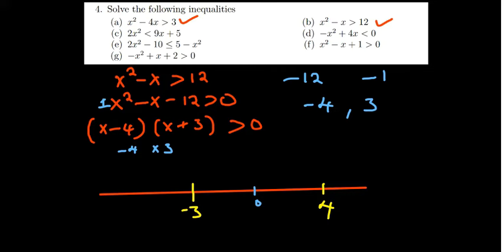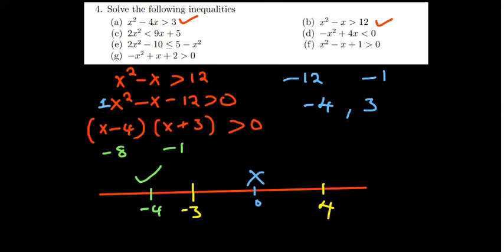Negative. Now is a negative 12 greater than 0? No. So the middle part has already refused. So I'm already suspecting the left and the right will be the possible solutions. If I try a negative 4 here, negative 4 minus 4 is negative 8, negative 4 plus 3 is negative 1. So those will give me a positive result, which is 8. 8 is obviously greater than 0, so that has already agreed.